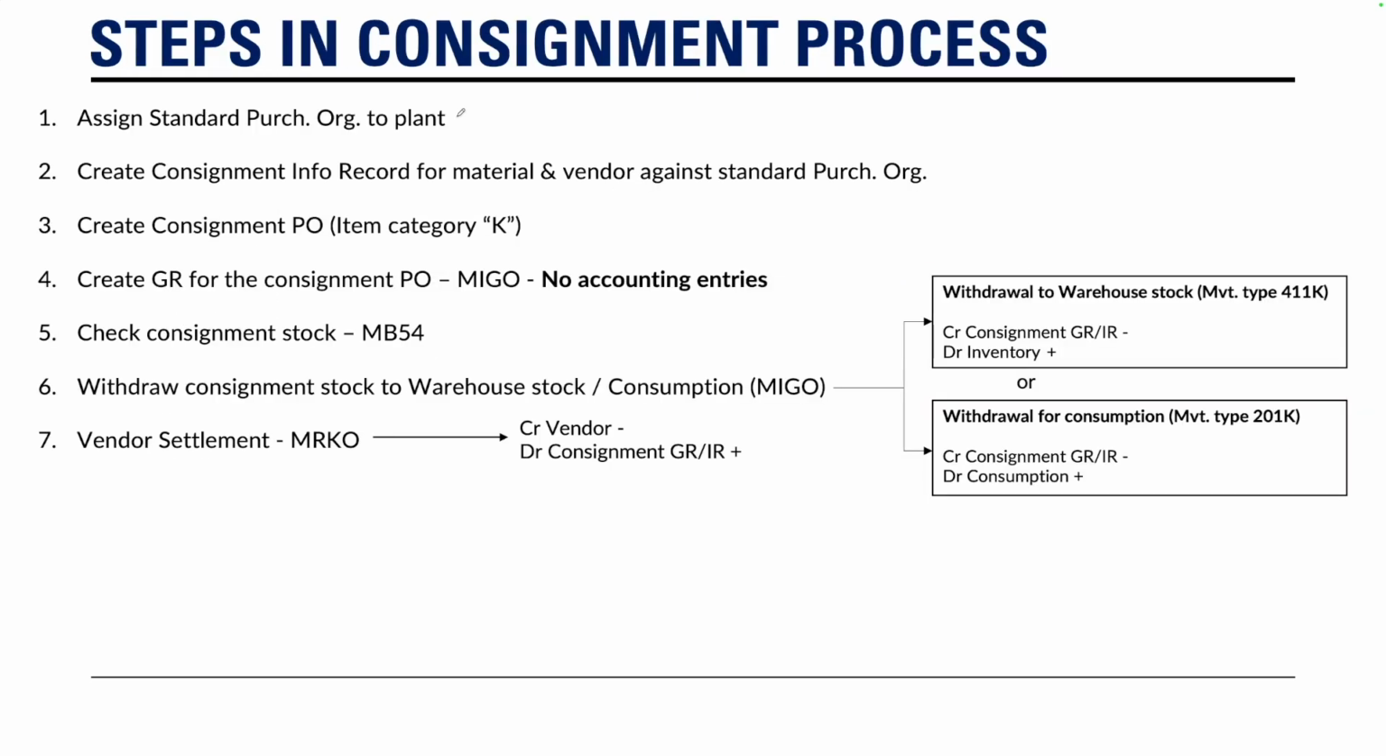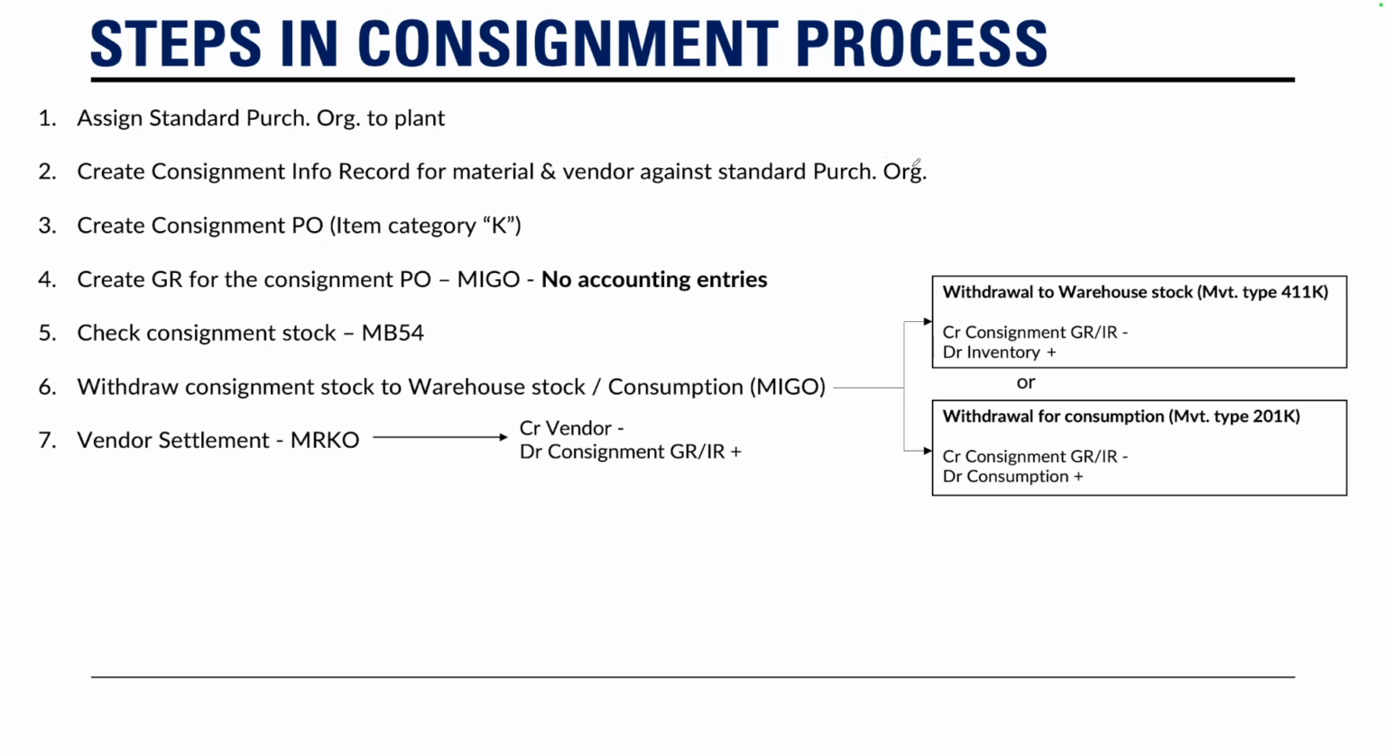Now let's understand the steps required in the consignment process. So the first step that would be required will be to assign the standard purchase organization to your plant. This is a configuration step. You will be assigning a purchase organization to your plant as a standard purchase organization.